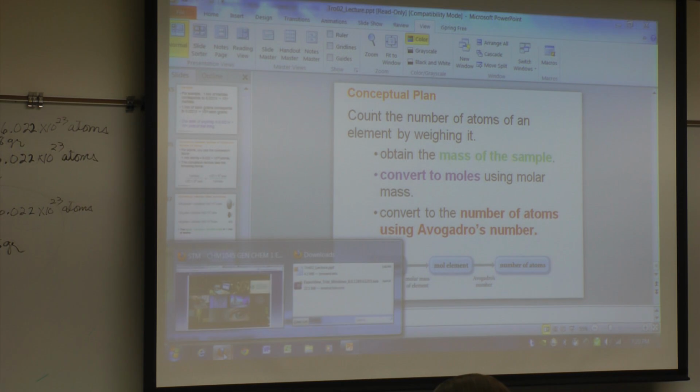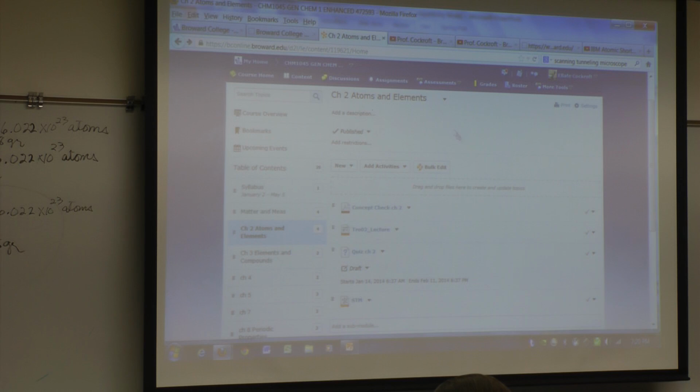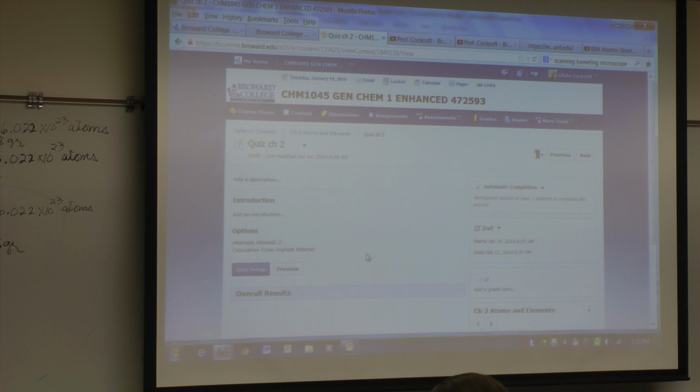So let's go back to the content on chapter 2 on D2L. You will note that the PowerPoints are there, and there's a concept sheet for chapter 2 that you can print out just like chapter 1. And there's also a quiz on chapter 2 that you can take.